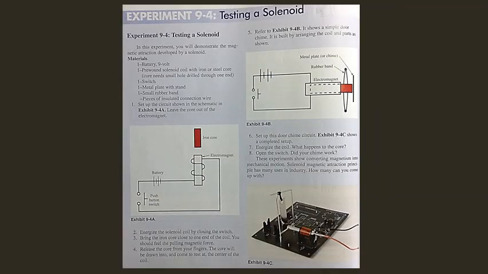Experiment 9-4, testing a solenoid. In this experiment, you will demonstrate the magnetic attraction developed by a solenoid. The materials needed are one 9-volt battery, a pre-wound solenoid coil with iron or steel core. Core needs small hole drilled through one end. You need one switch, one metal plate with stand, and one small rubber band, pieces of insulated connection wire. Step 1 is to set up the circuit shown in the schematic Exhibit 9-4A. Leave the core out of the electromagnet.